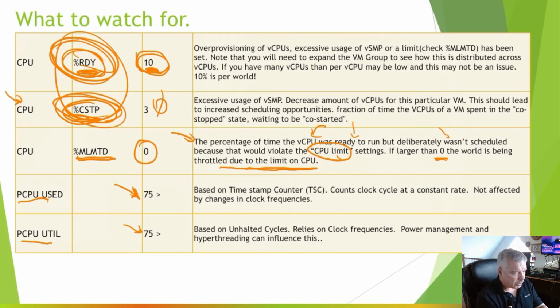So percent CPU used is based on the timestamp counter, clock cycles at a constant rate, not affected by changes in frequency. This other one is based on unhalted cycles, and relies on clock frequency; power management and hyperthreading can influence this. So you might see these counters be slightly different. I generally don't worry too much about it. I just look at it and see what the average is.